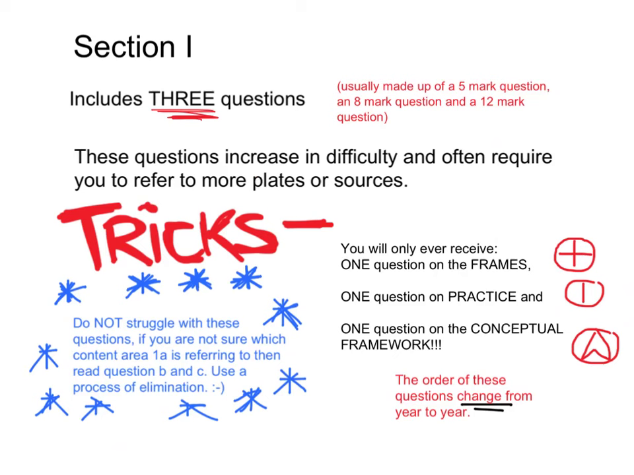Now, in terms of tricks of the trade when dealing with Section 1, firstly, it's really important that you know that you will only ever receive 1 question on the frames, 1 question on practice, and 1 question on the conceptual framework. Right, now the order of these changes and you cannot predict it. So being able to identify the content area by using your keywords will come in extremely helpful at this point. Now, what you also need to remember is don't struggle with the question. If you read question 1A and you have no idea what content area it's dealing with, then read question B and C and use the process of elimination.